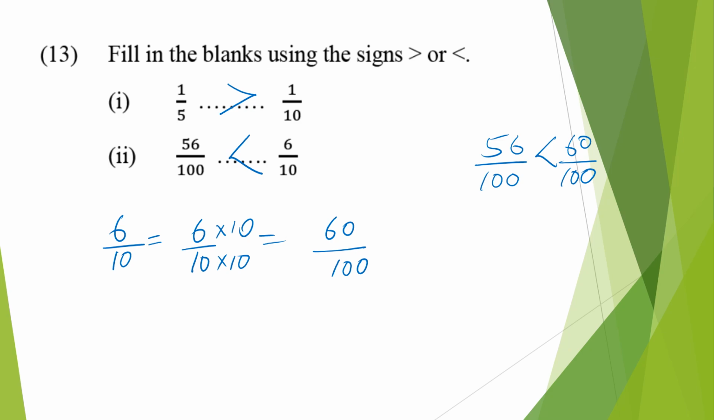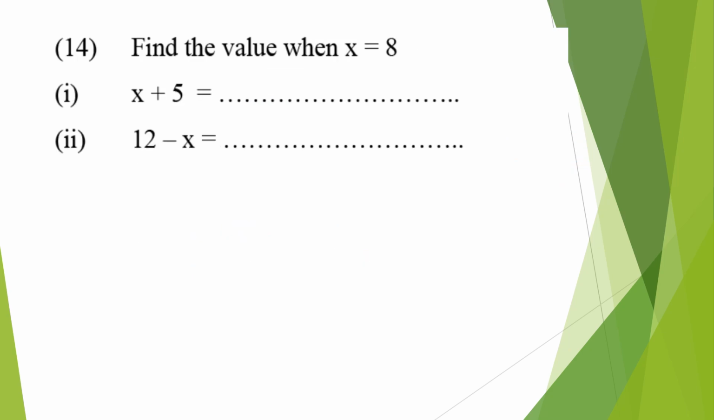This always works. So find the value when x is equal to 8. You can see this is so simple. You have to substitute 8 for x. So x plus 5 means 8 plus 5, which is equal to 13. And 12 minus x means 12 minus 8, which is equal to 4. This is the answer. Very simple.